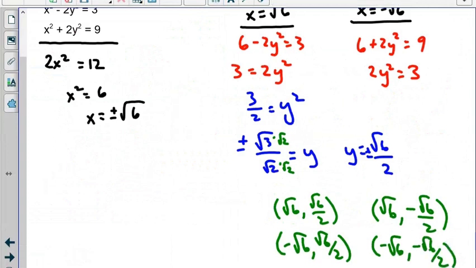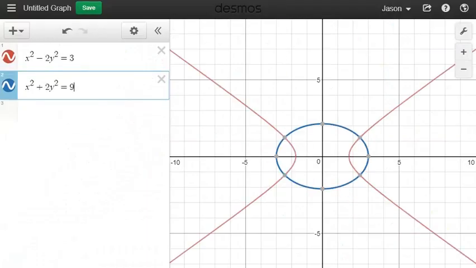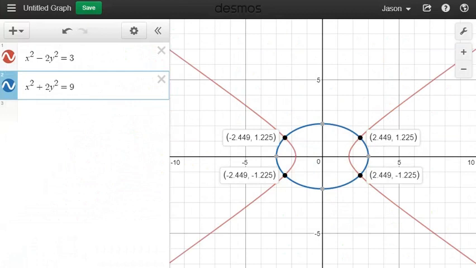Of course, we're going to check on decimals just to make sure that we're doing this correctly. And if we graph this hyperbola and ellipse, we end up with 4 solutions, which is exactly what we thought would happen. Remember, again, you can graph this on your own. You do not need a computer or a calculator in order to do it.